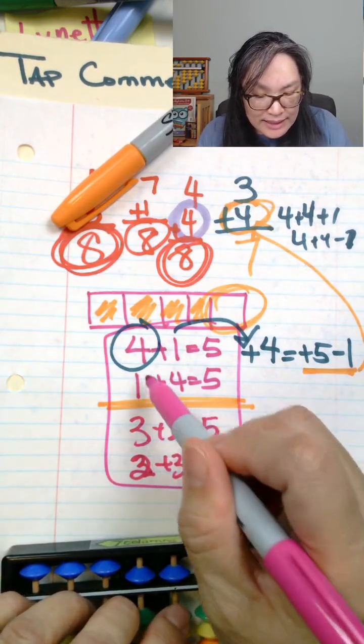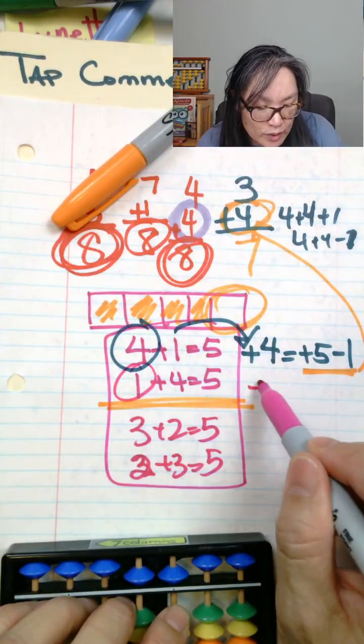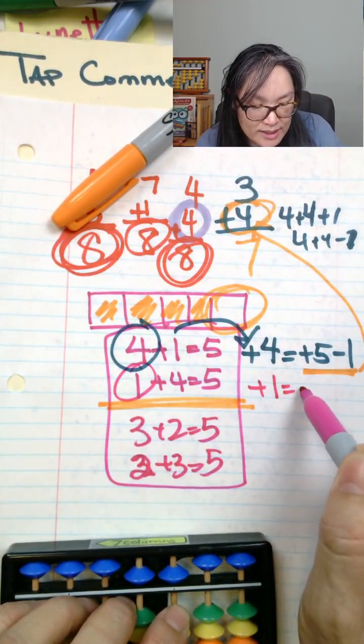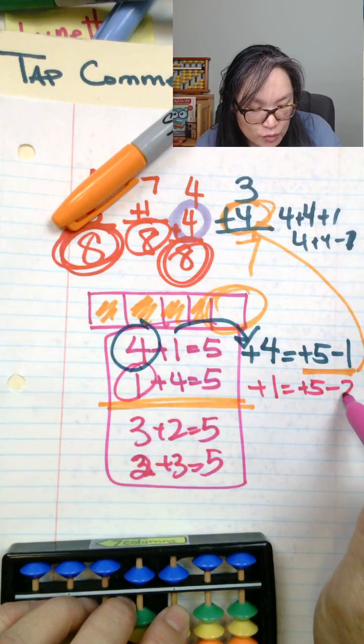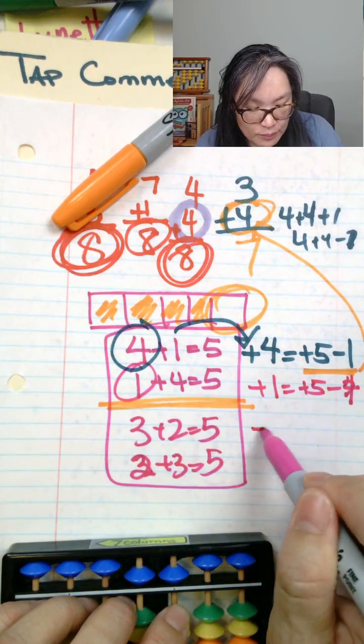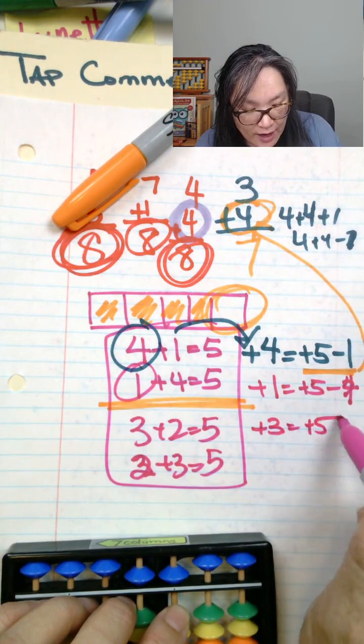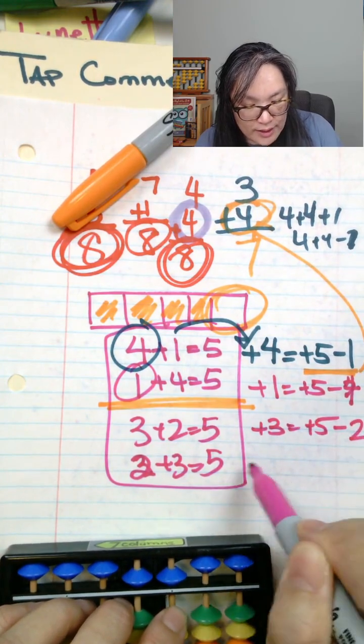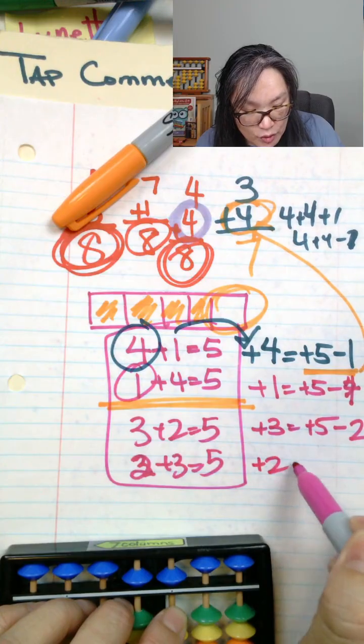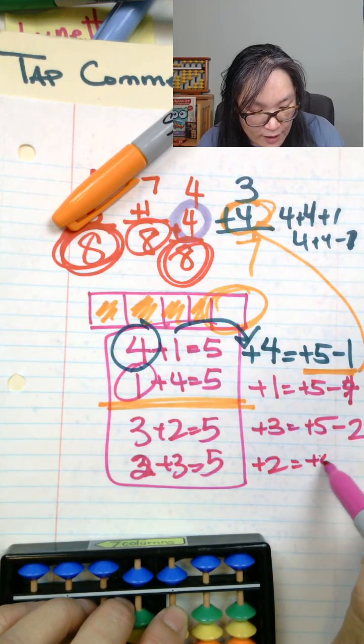So let's isolate the variable for the 1. So it would be plus the 1 is equal to plus the 5 minus 4, right? And then plus 3 is equal to plus the 5 minus 2. And then this one is plus 2 is equal to plus the 5 minus 3.